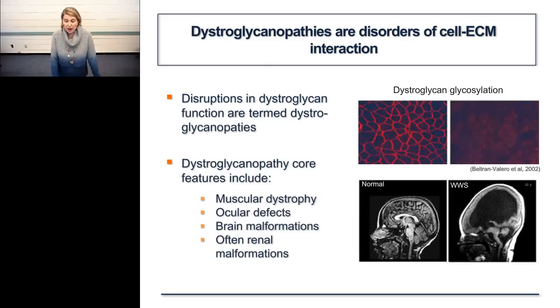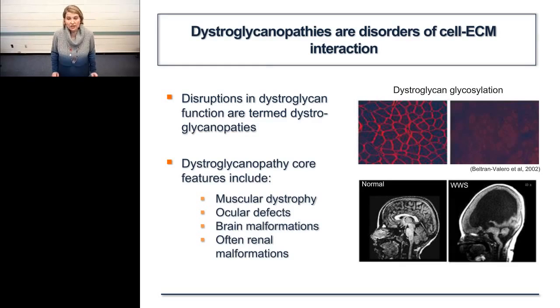On the left-hand panel, you see dystroglycan is glycosylated around the muscle fibers. This is a human muscle biopsy. You can see the glycosylation around the muscle fibers, and it's missing in the patient biopsy almost completely. This leads to very severe muscular dystrophy that is usually present at birth, so it's congenital, and it's one of the most severe forms of muscular dystrophy that have ever been identified.